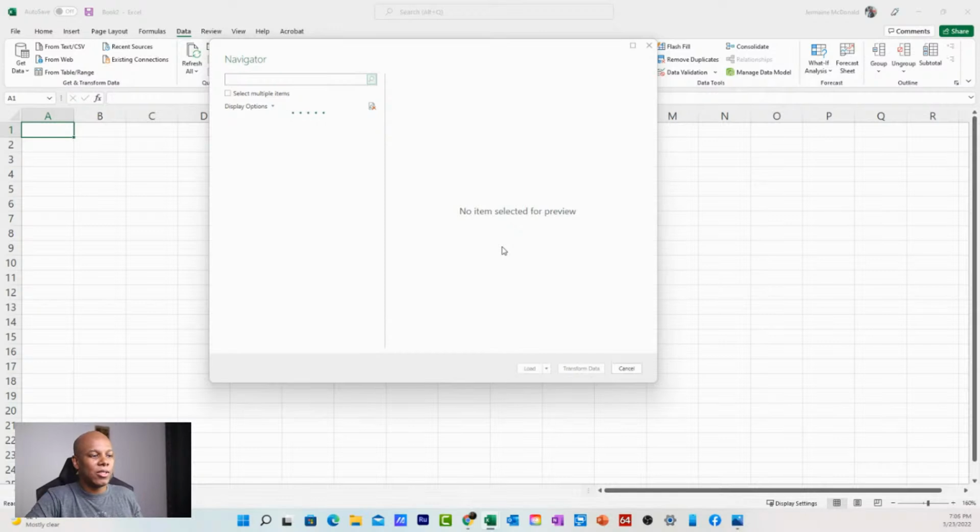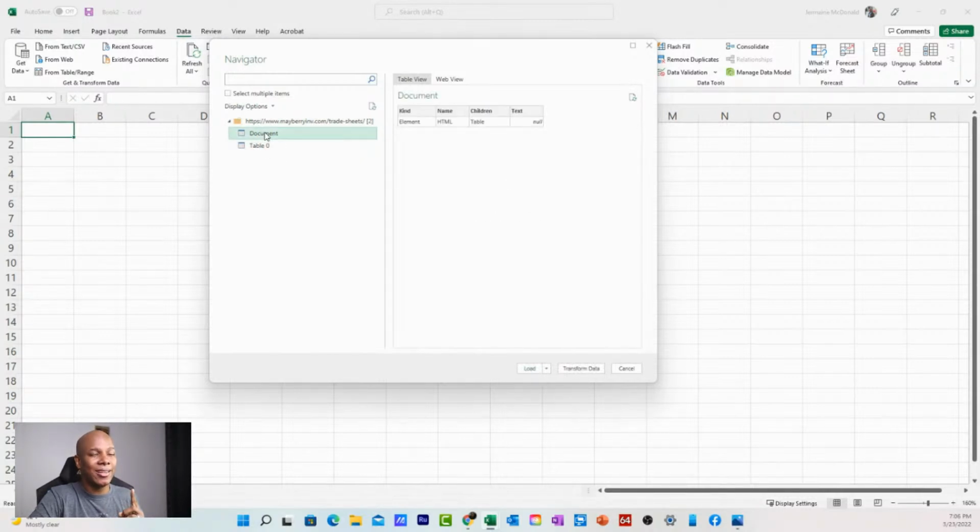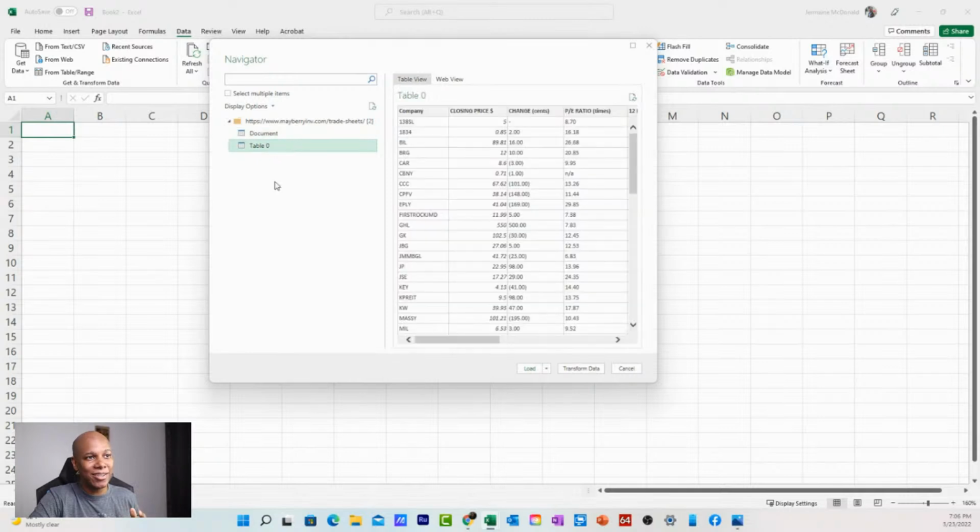So what it's doing is showing us a preview of the data, right? There are two things here. We see a document, and then we see a table 0. I'm not going to explain the details of this now. Table 0 has the data that we need, because we see company here, we see closing price, we see PE. Those are the 3 columns we need.